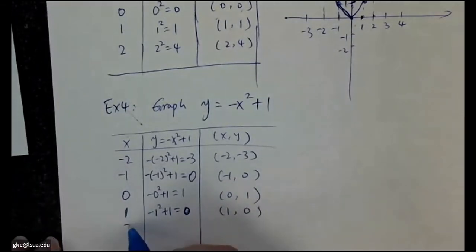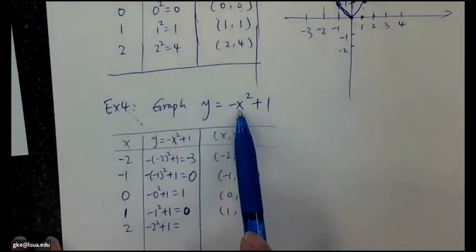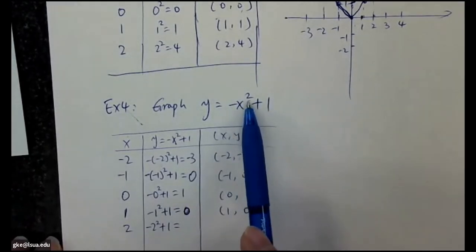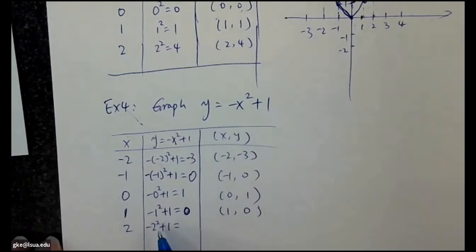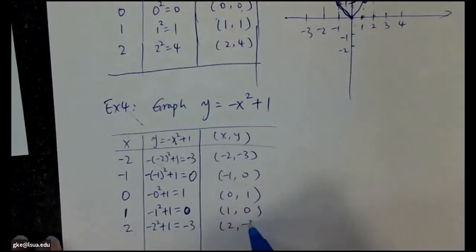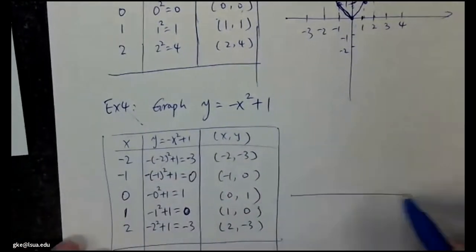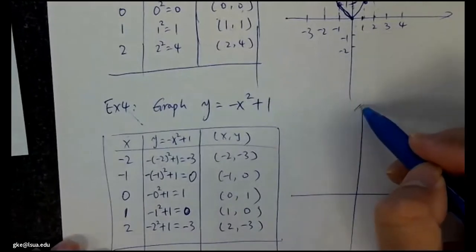And if I pick 2, -x squared plus 1. Here, just 2 squared, right? 2 squared, nothing to do with the negative side. You plug in the 2 here, okay? So 2 squared should be 4, -4 plus 1 is -3. Okay, we finish this 5 points, and we're gonna draw the picture, right?